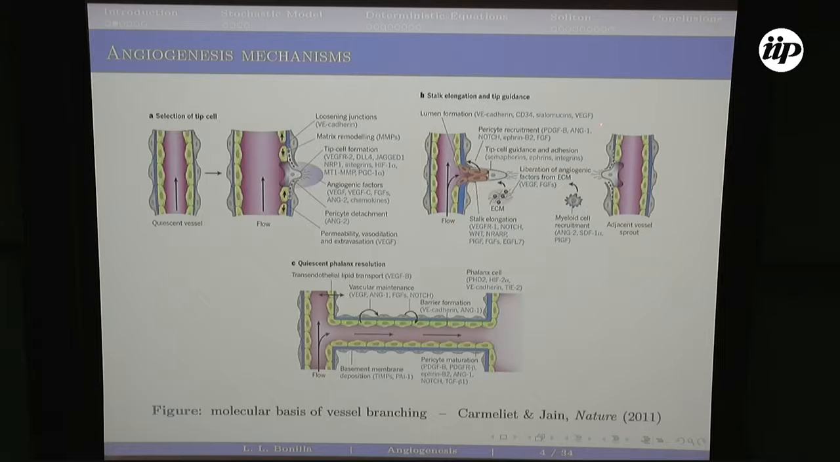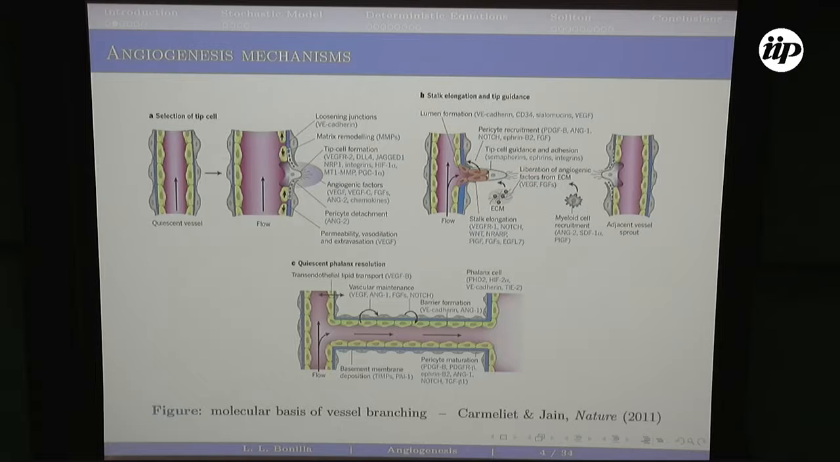Then, of course, these cells are moving on top of an extracellular matrix. So not only do they sense the chemical gradient, but they also sense the gradient of adhesion, which is a process called haptotaxis, or the gradient of stiffness, called durotaxis. So these are more or less complicated processes. One thing is that these tip cells are not proliferating, they just open up the way, and then there are stalk cells that are following them. These ones proliferate and just follow the tip cell. And after a while, a blood circulation is established.